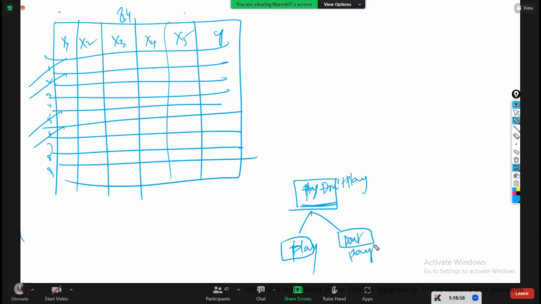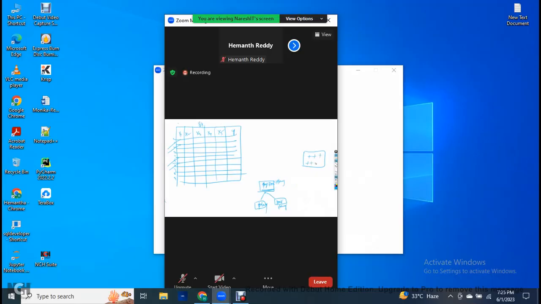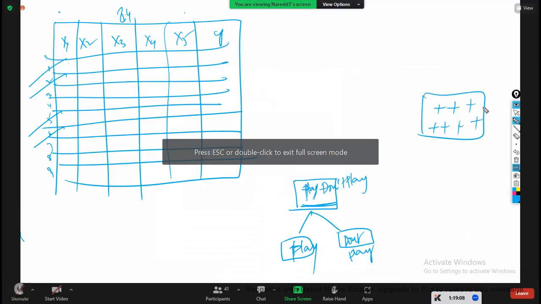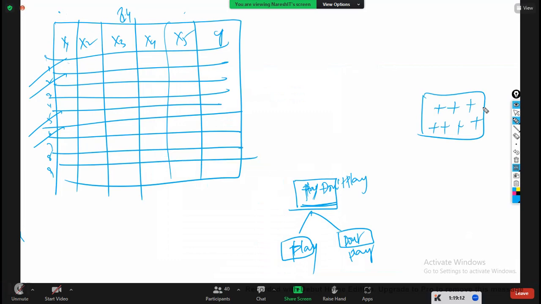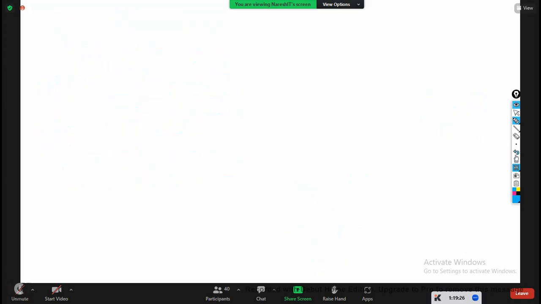Even 2 records, it will split. 10 records also, it will split. Whatever it is. If in the data set I have 7 records like this and every one of them is playing, there is no need to split now. If I have both categories in a single node, then it is going to split. If only one category is there, there is no need to split. Is that clear, guys? Now this is called a decision tree.